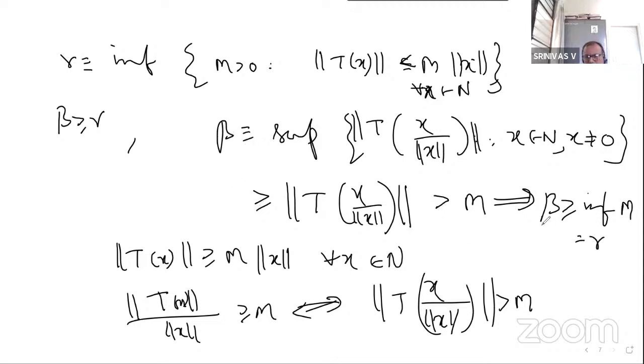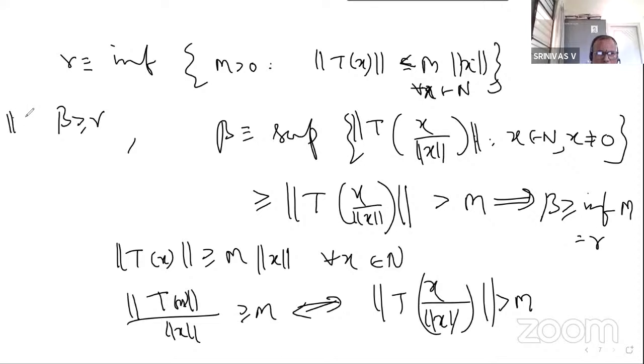Now beta is greater than m. Now you let this m vary. On the right hand side, you take infimum. So beta is greater than or equal to infimum. When you go for infimum, you should have equality, because it's a kind of limit. So in the limiting case, you may have equality. And this is gamma. So that's how you have beta is greater than or equal to gamma.